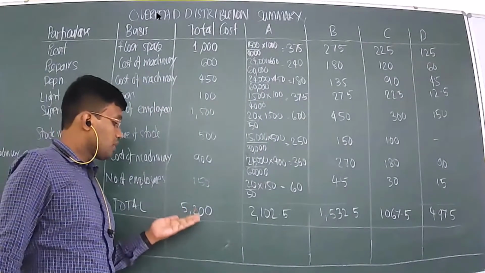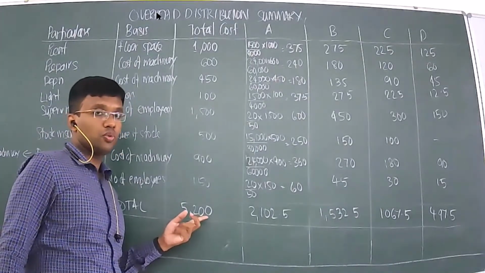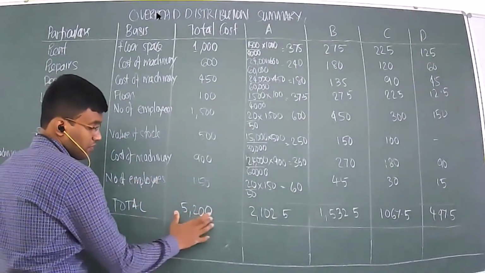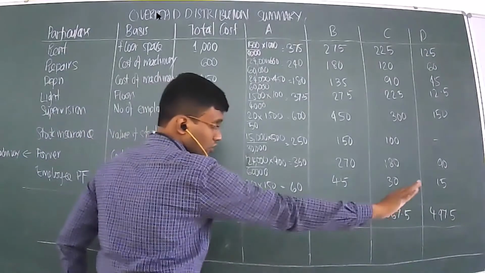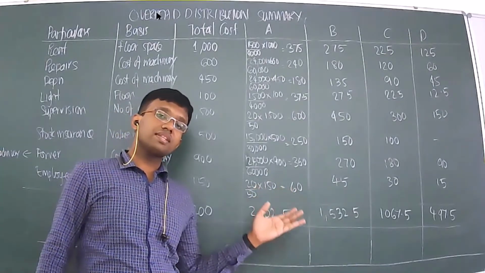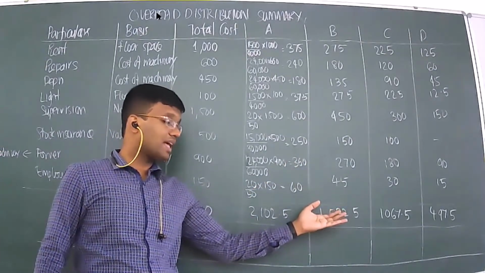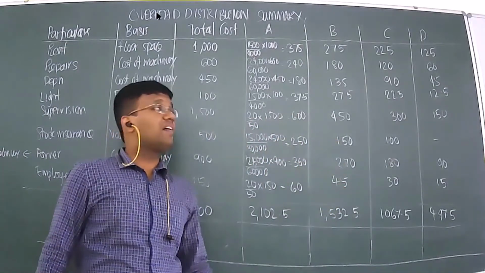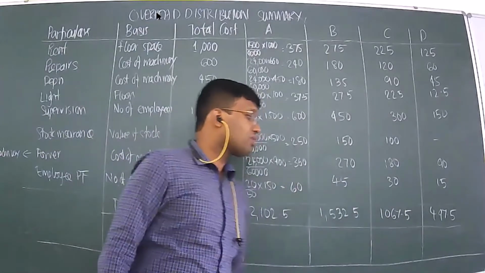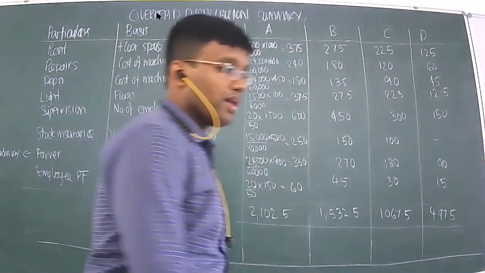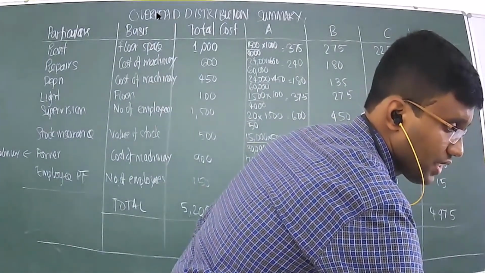So what is the significance of all these amounts? In your business, the total overhead cost is 5,200. We have apportioned this total overhead of 5,200 across the 4 departments, and this cost has been spread depending on the extent to which they are utilizing the benefits and the facilities made available to them. So with that, we have completed the preparation of the overhead distribution summary. Does anyone have any questions?